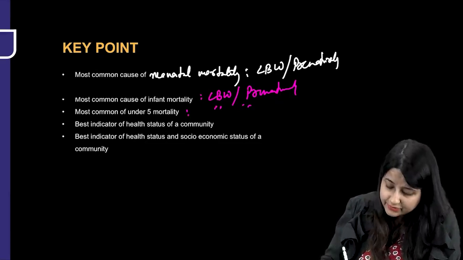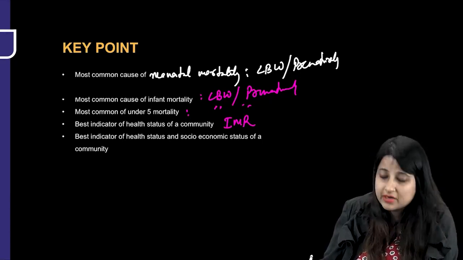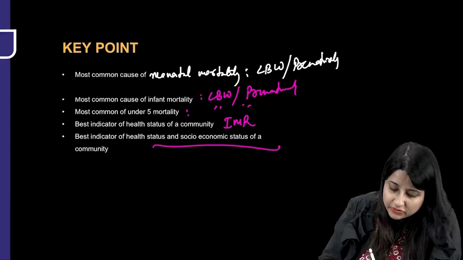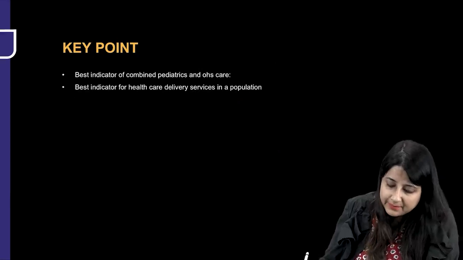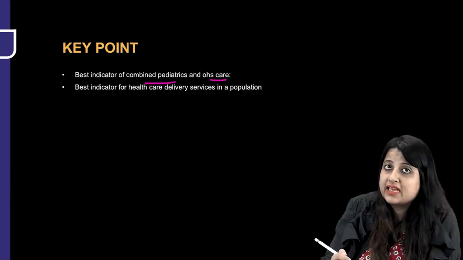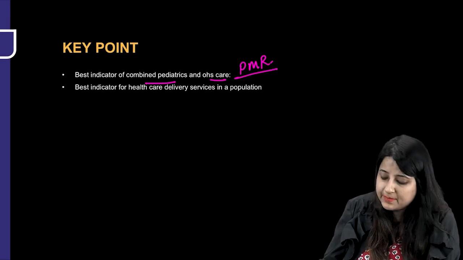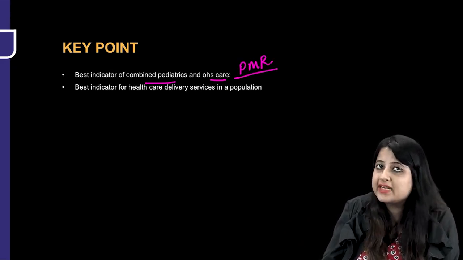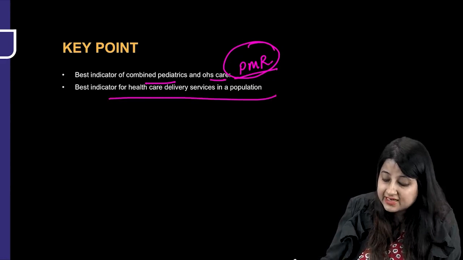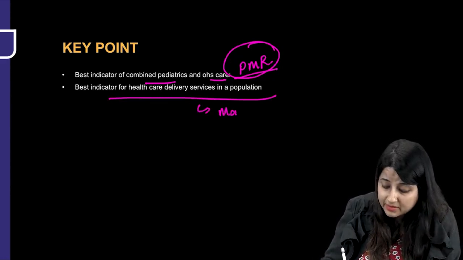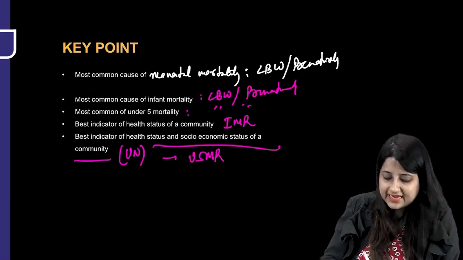Best indicator of health status of a population, guys, IMR. Utilization of services, health status, everything IMR. Best indicator of health status and socio-economic status, according to this, is under 5 mortality rate. Best indicator of combined pediatrics and obs care, that means when the baby is in the womb and when the baby has come after, so perinatal mortality rate, PMR, because it's death beyond 28 weeks of gestation plus the first 7 days of life. Best indicator for healthcare delivery services in a population, please remember, is maternal mortality ratio. That is again very important.